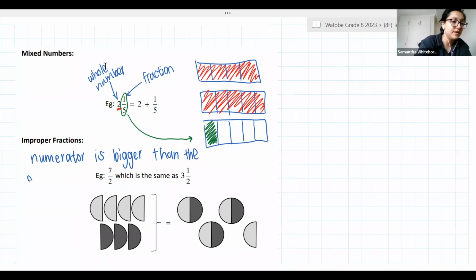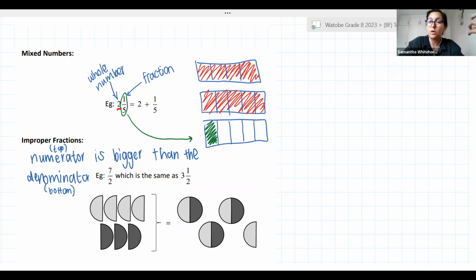And the denominator. So remember, numerator is at the top, denominator is at the bottom. It would help if I could spell bottom. Okay, so the top part will always be bigger than the bottom part, and this is because we're representing multiple wholes and then a portion of the next.